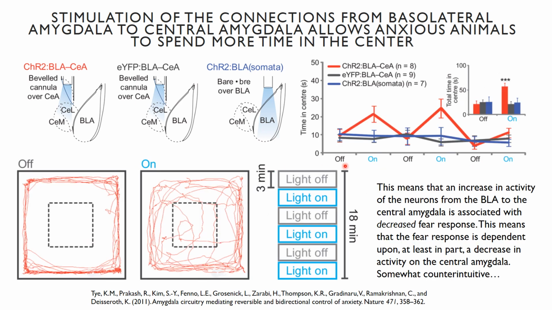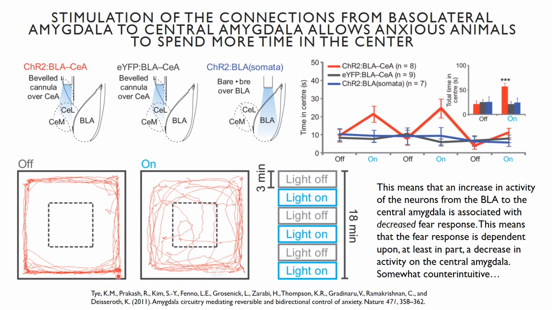Let's look at what happens when we do the same kind of thing, but in the open field maze. So we have the same 3 groups with the light stimulating neurons coming from the BLA to the central amygdala, the control group, and then stimulating neurons in the BLA itself, but not that subunit of neurons.